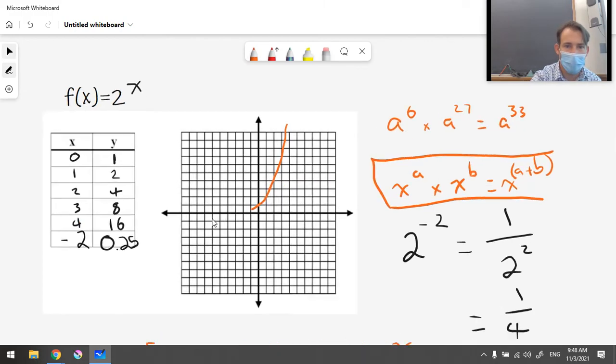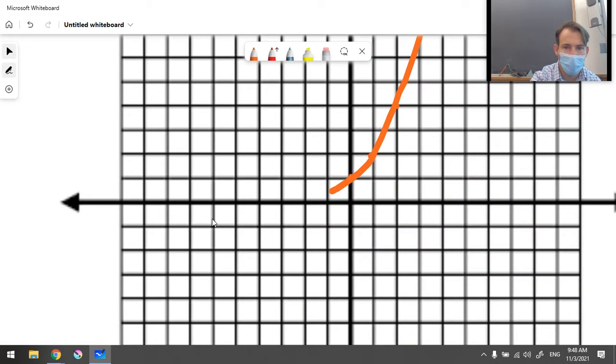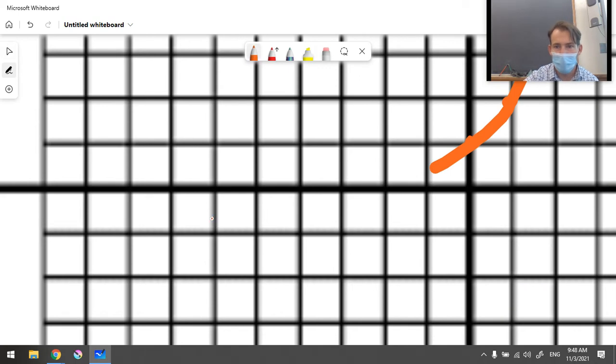And I'm going to zoom right in here so that I can get these a little bit more accurately plotted. Here, x is negative 1 will give me the point 1/2. X is negative 2 gives me the point 1 quarter. X is negative 3 gives me the point 1/8. X is negative 4 gives me the point 1/16, 1 over 16. 1 over 32, 1 over 64.